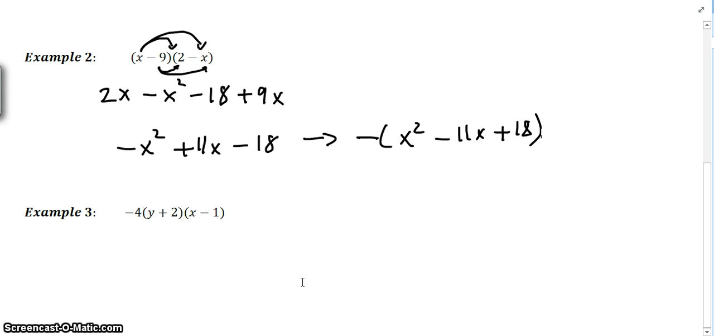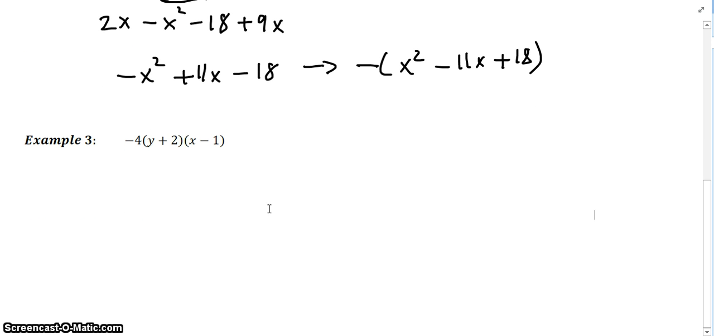Let's look at the next one. The next example that we have is minus 4 brackets (y plus 2)(x minus 1). Generally, when we're expanding these sorts of things, it's always best to just stick with whatever's inside the brackets first, then expand and incorporate whatever's on the outside.